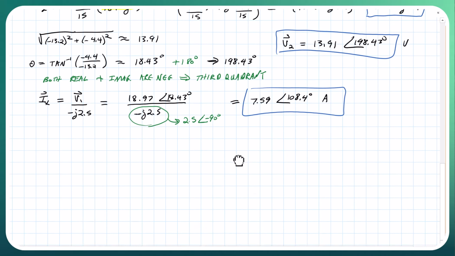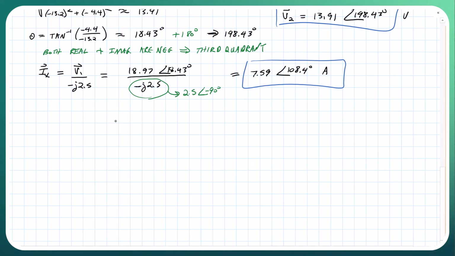And then of course we can take this and put this in time domain. Ix of t is equal to 7.59 cosine, our omega was 4, so 4t plus 108.4 degrees amps, and this is our final answer.